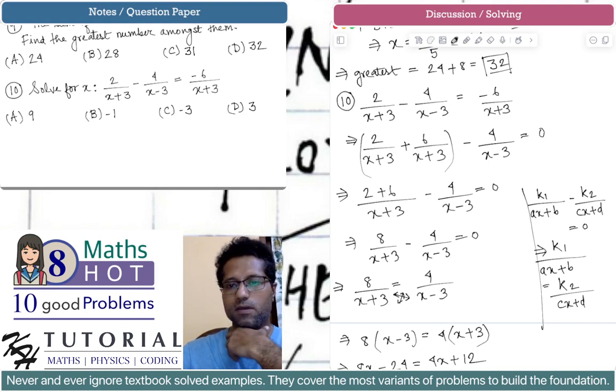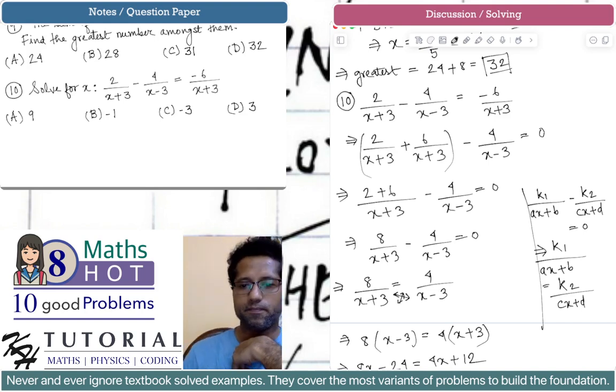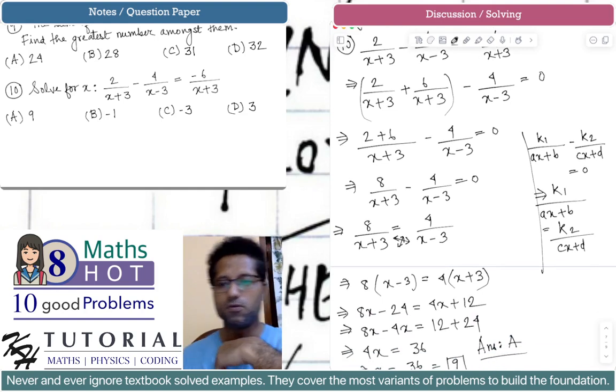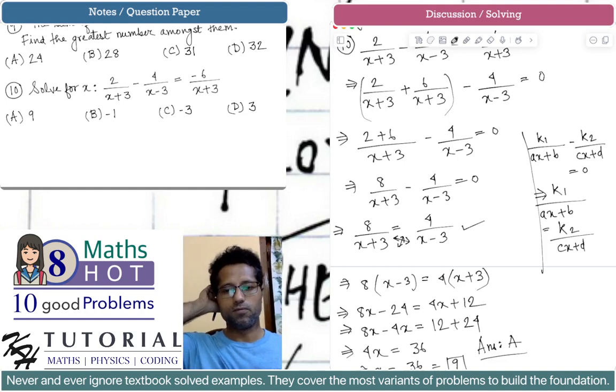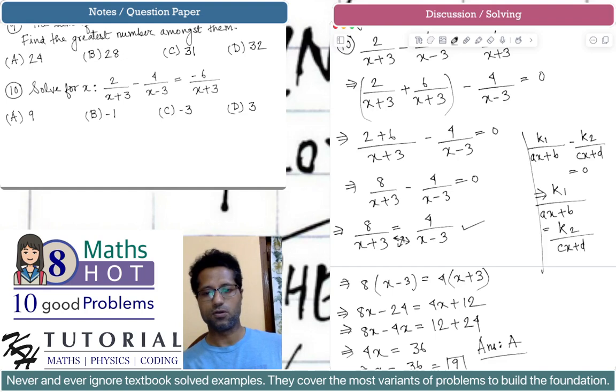So in this problem, we added 2 by x plus 3 and 6 by x plus 3, and we got 8 by x plus 3, and the other term was minus 4 by x minus 3. Then we transposed the term minus 4 by x minus 3 to the right hand side, and we got this equation, that is 8 by x plus 3 equals 4 by x minus 3. From this kind of equation, you can always apply cross multiplication to proceed with solving.